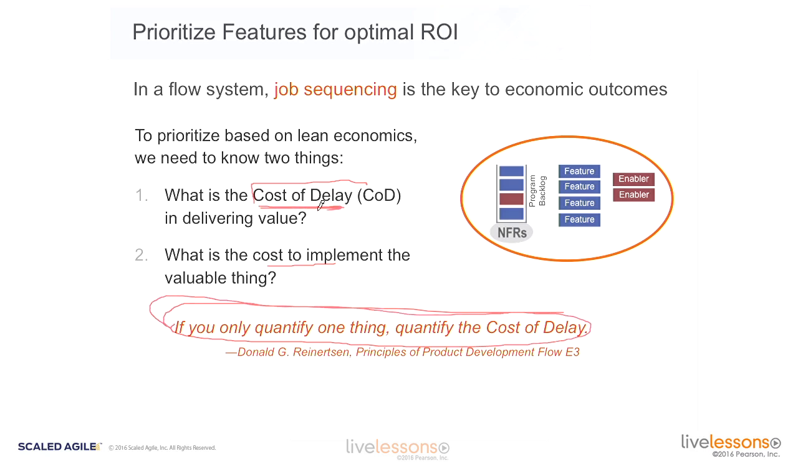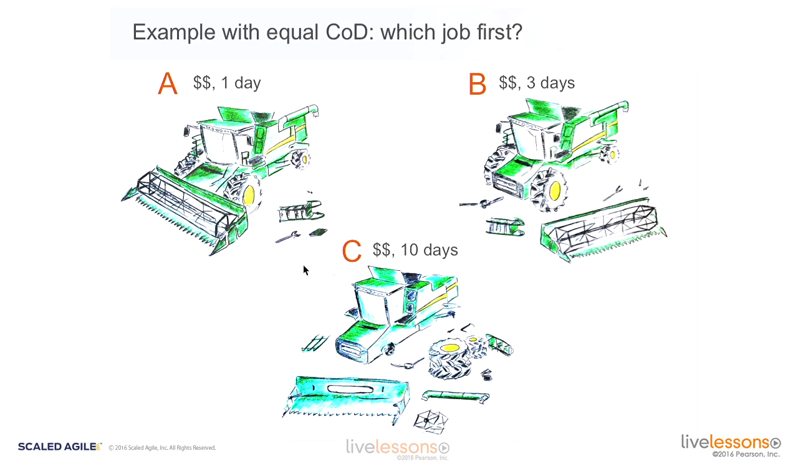Fancy words seem kind of esoteric: cost to implement the valuable thing. Let's move forward, and I'm going to do this with a manufacturing analogy because I think it's easier to think about. Let's say I'm in the business of making crop combines, big systems that work at harvest time. I've got 3 of them on the line here, and my job is to help my company make money. We're taking an economic view and delivering value at the same time.